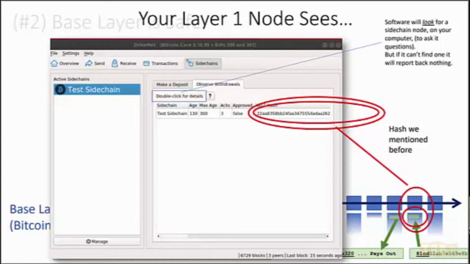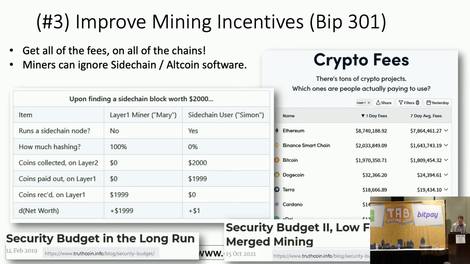The software says double-click for details, but that is misleading in the context of this presentation, because if you actually click on that, what our software will do is try and see if you have a sidechain full node on that same computer. And if you do, it will ask that node questions. But if you don't have any sidechain nodes on your computer, it will just report back that it has absolutely no information to give you whatsoever. So I just wanted to make this as painfully clear as possible.